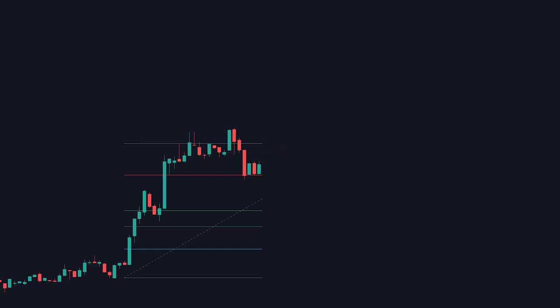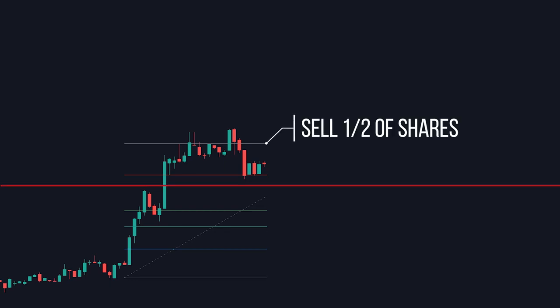It's also very important to get confirmation. Just because price is respecting a line doesn't necessarily mean it's going to go up. So once you get the respect, make sure you have some candles going upwards to confirm that respect. So after I see some confirmation, I enter the trade and set my stop loss right below the 23.60 line. And then I'm going to sell half my shares at the 0% line.